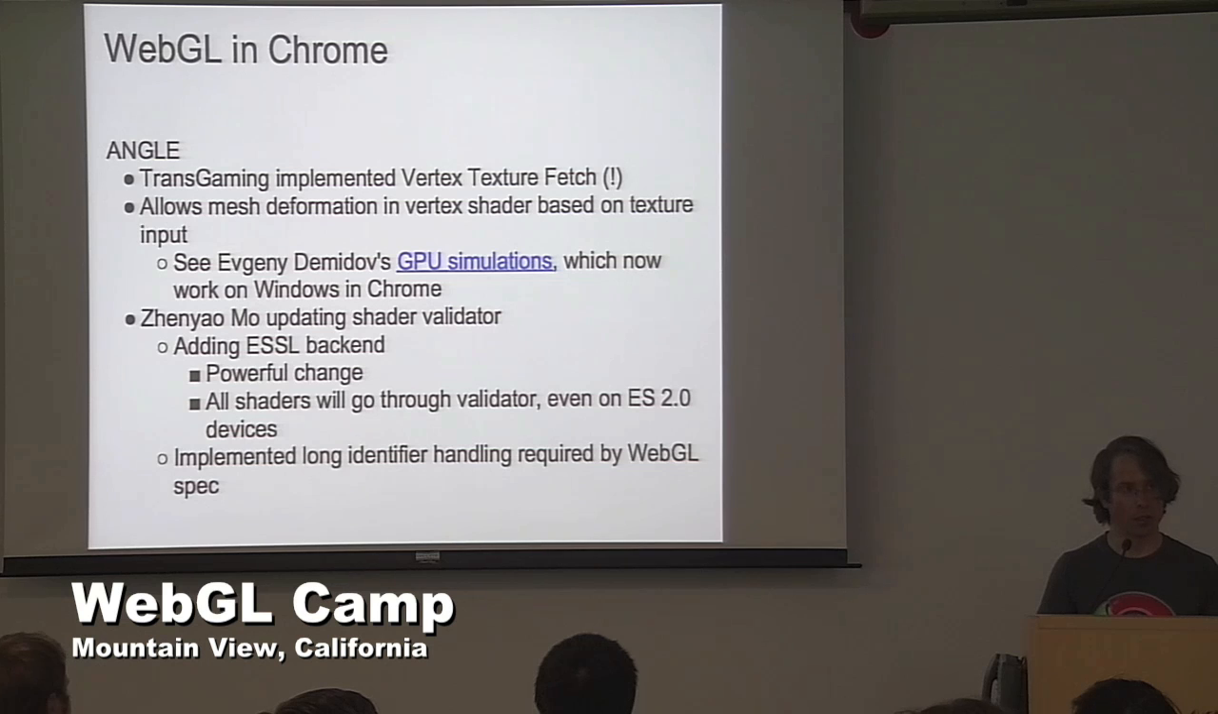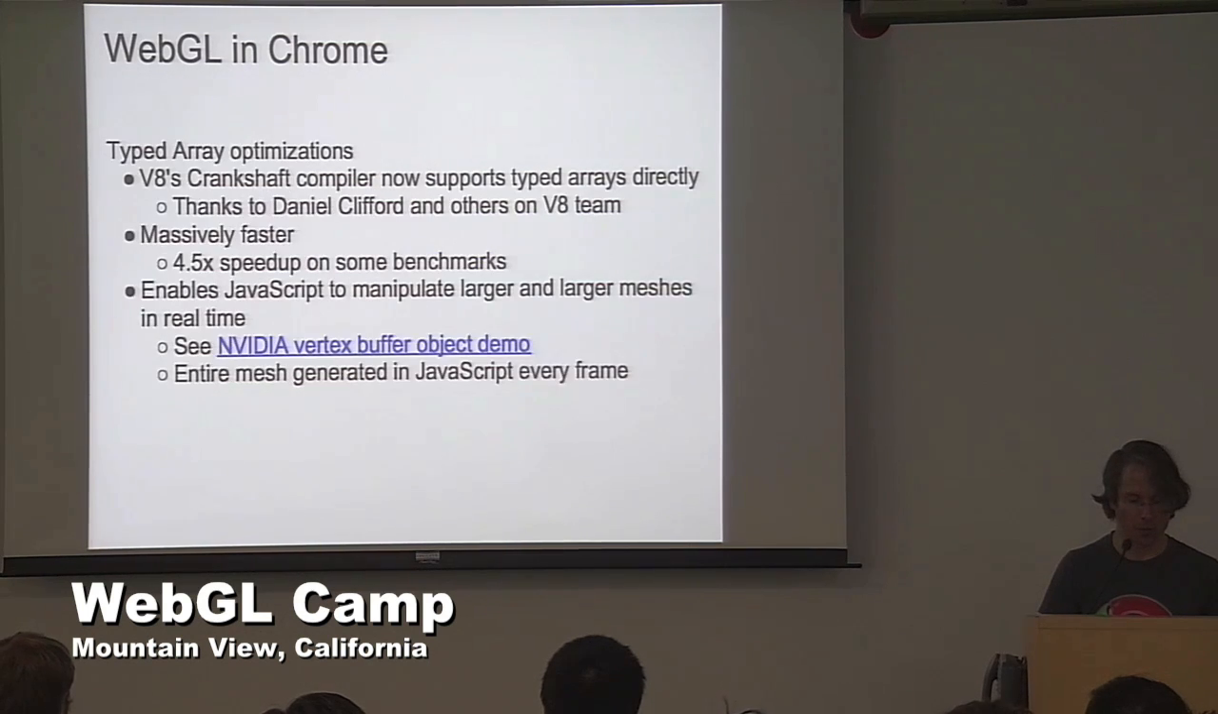This is a really big deal because it allows us to always have a gate by which the shaders can be, as best as possible, guaranteed to be secure. And Mo also has implemented the long identifier handling that is required by the WebGL spec. So we're really, really close to being 100% spec compliant in Chrome.